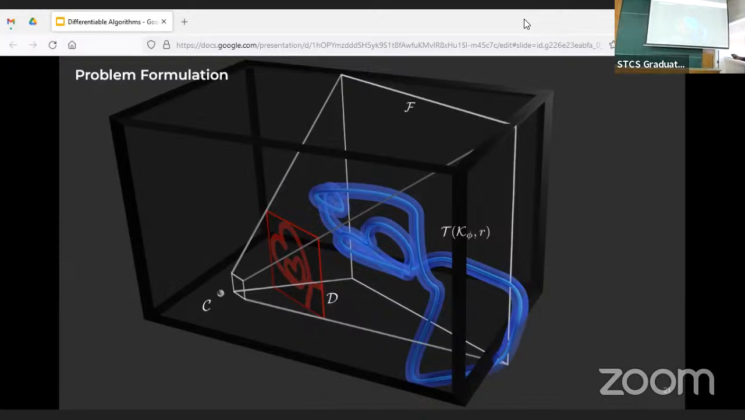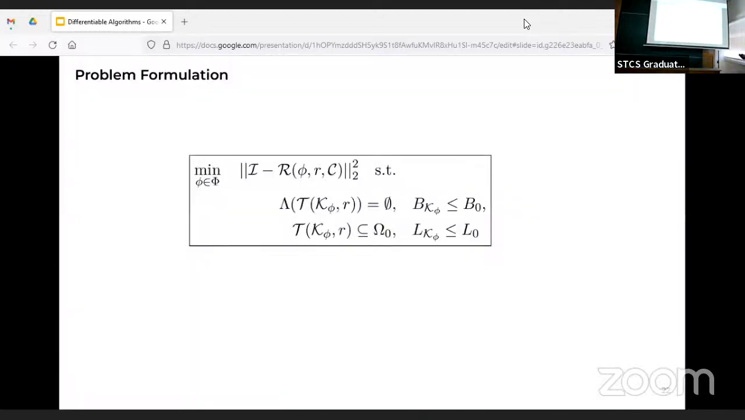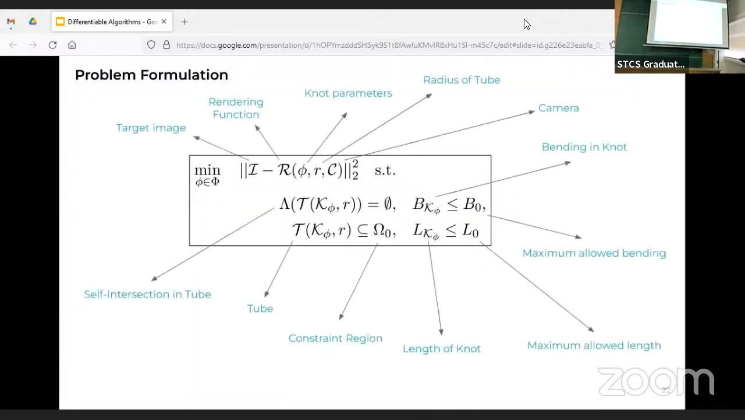So how much material is needed would be proportional to the length of the knot. So we might have these constraints. So we formalize this problem as follows: given a target image I, we want to find a knot phi, which when rendered gives an image similar to the target image.